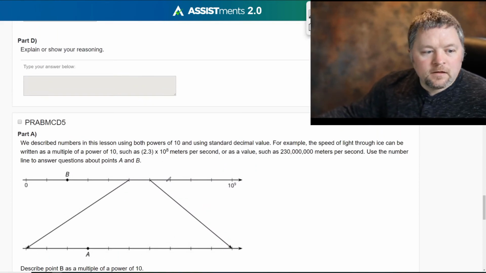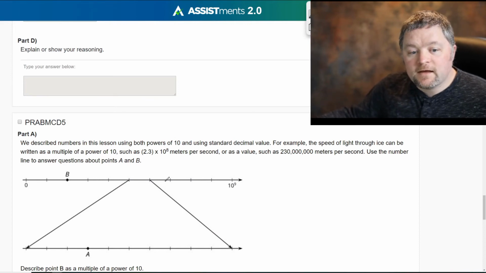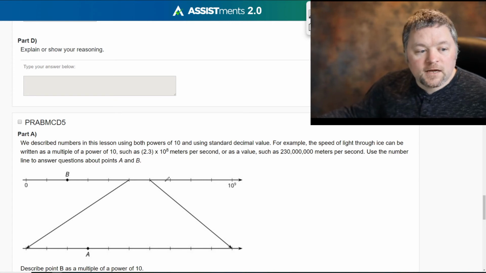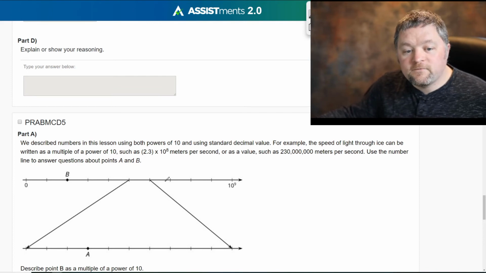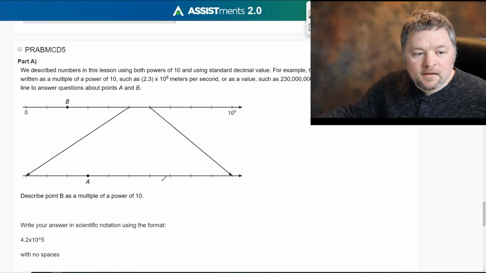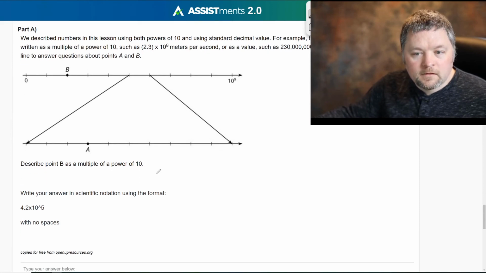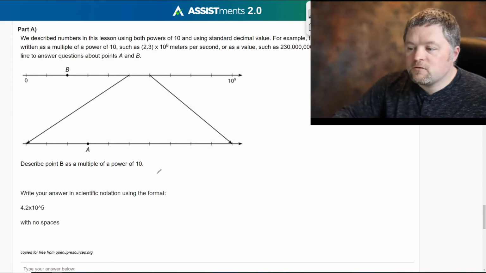Now, we described numbers in this lesson using both powers of 10 and using standard decimal values. For example, the speed of light through ice can be written as a multiple of a power of 10, such as 2.3 times 10 to the power of 8 meters per second, or as a value, such as 230 million meters per second. Use the number line to answer questions about point A and point B. Describe point B as a multiple of a power of 10. Write your answer in scientific notation.